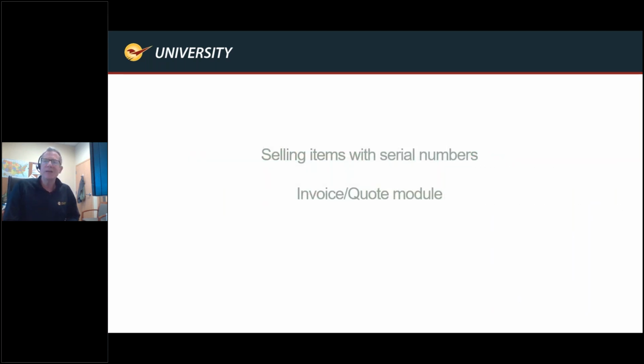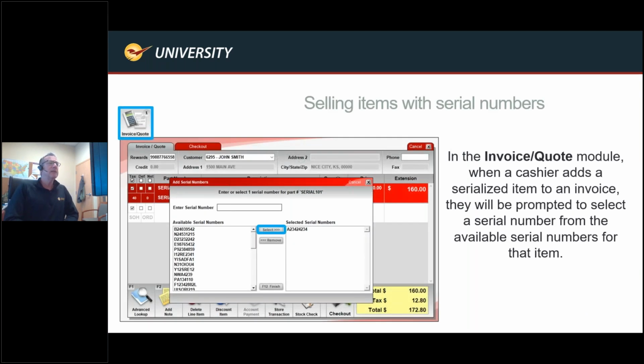Selling items with serial numbers in the invoice and quote module. So this is on the selling side. At the time that you're selling, if an item is marked as a serialized item, it'll automatically pop up with a box of available serial numbers. All the cashier has to do is select the serial number that corresponds to the item that they're selling, and it will go ahead and accept that. Now, if there's more than one, they can accept more than one.